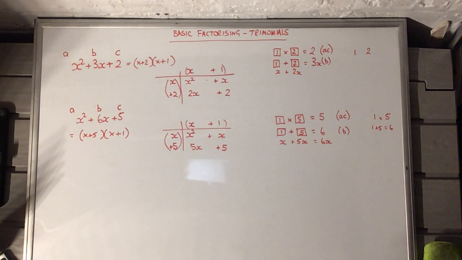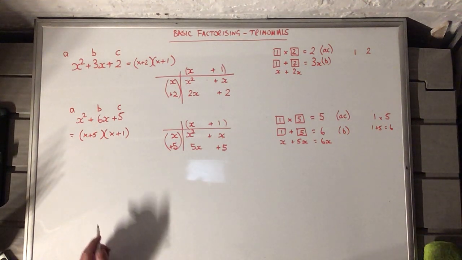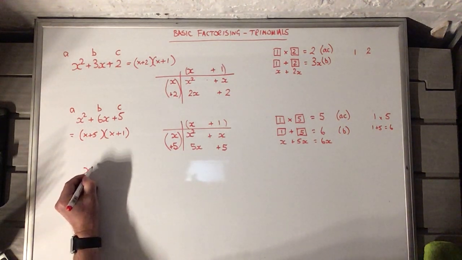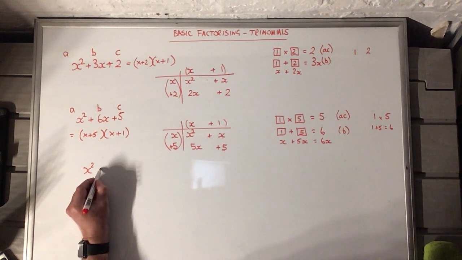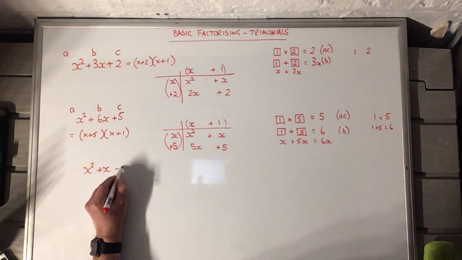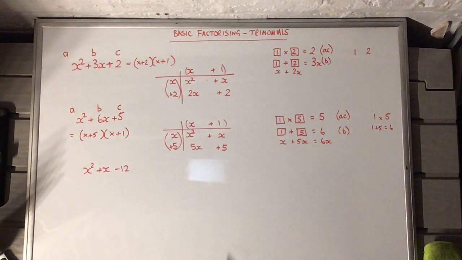So hopefully you're getting the idea of this now. We'll do another couple, see how we got on the few others. Now, I'm going to make it a wee bit harder this time. I'm going to have negatives involved in this one. So we've got x squared plus x minus 12. Okay, and we have to factorise that.